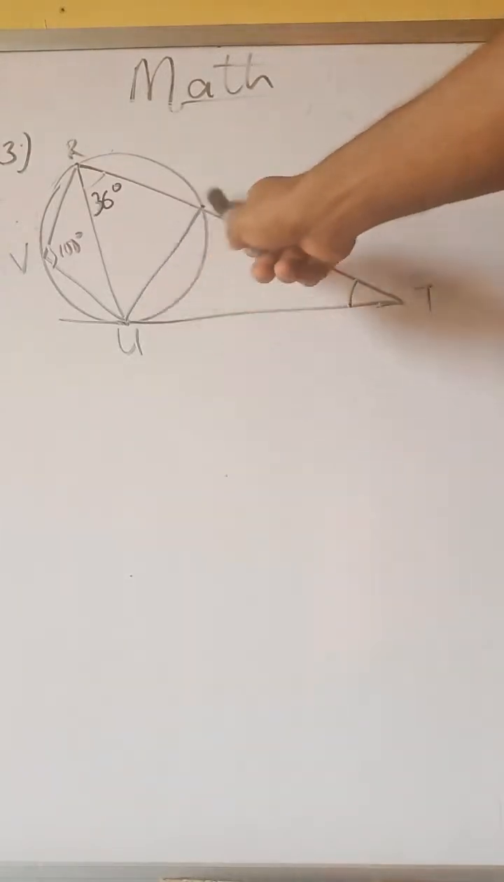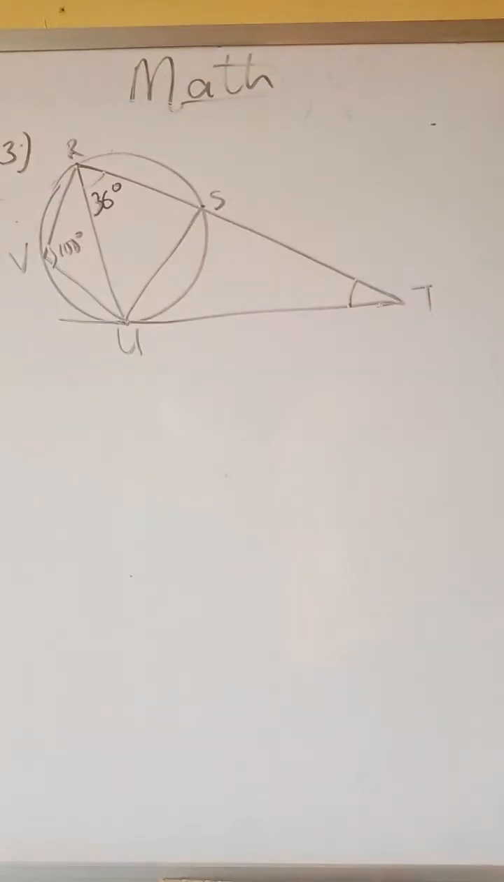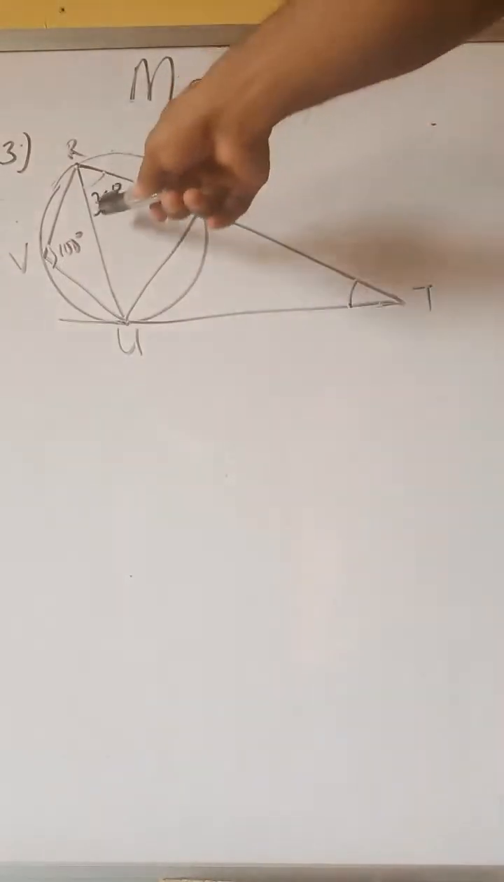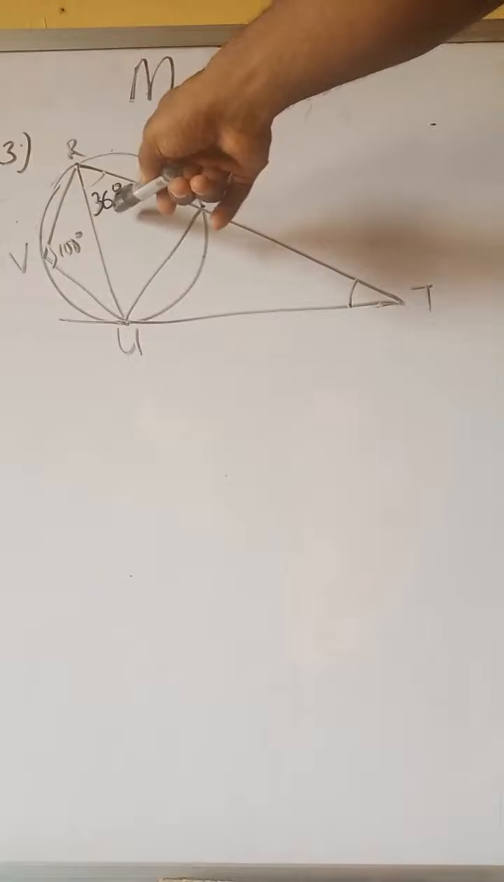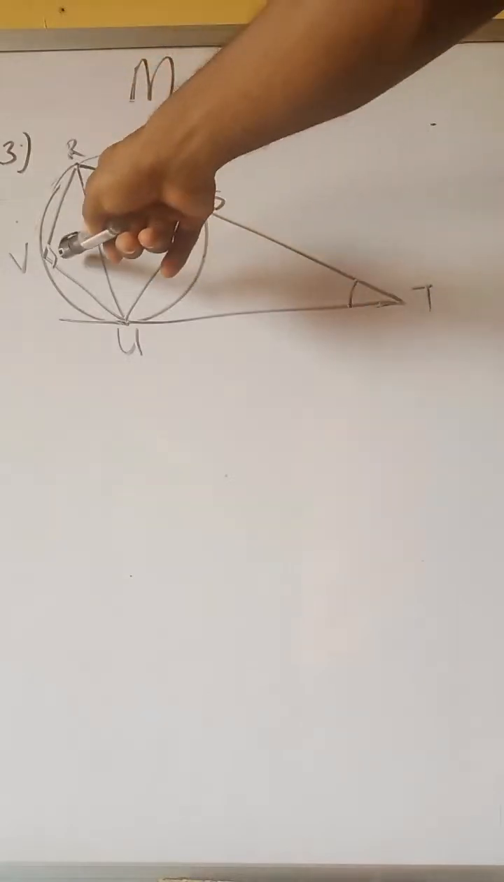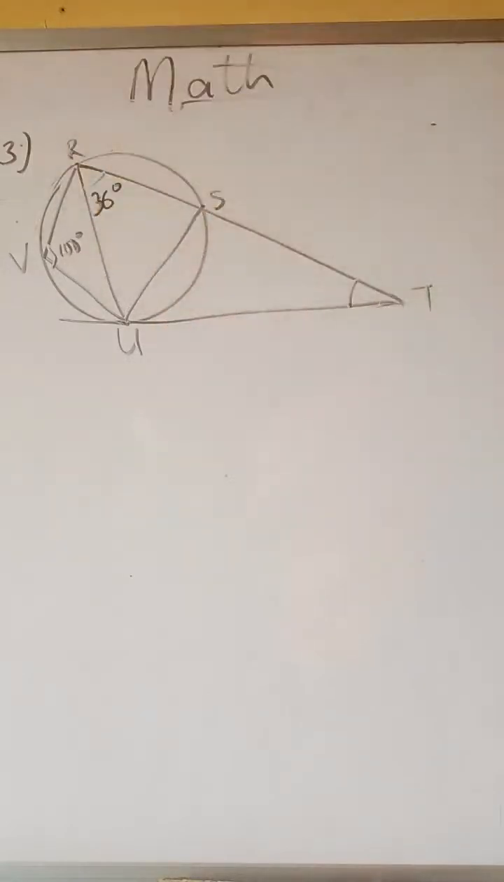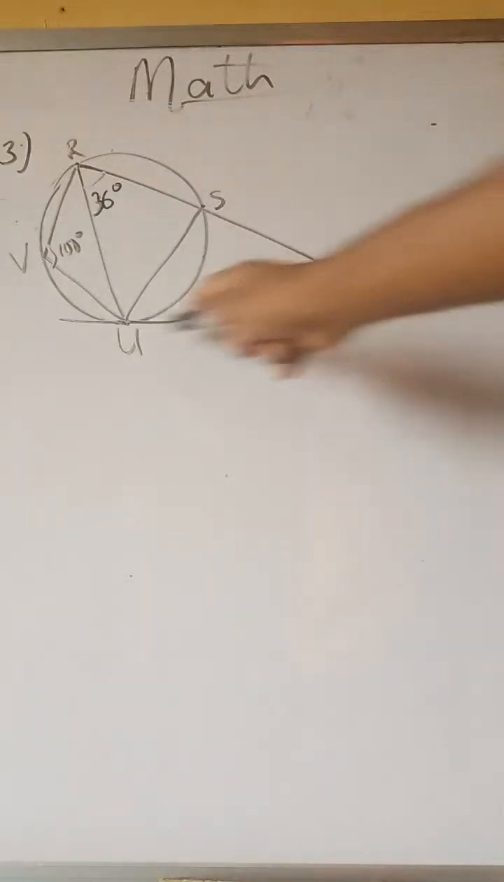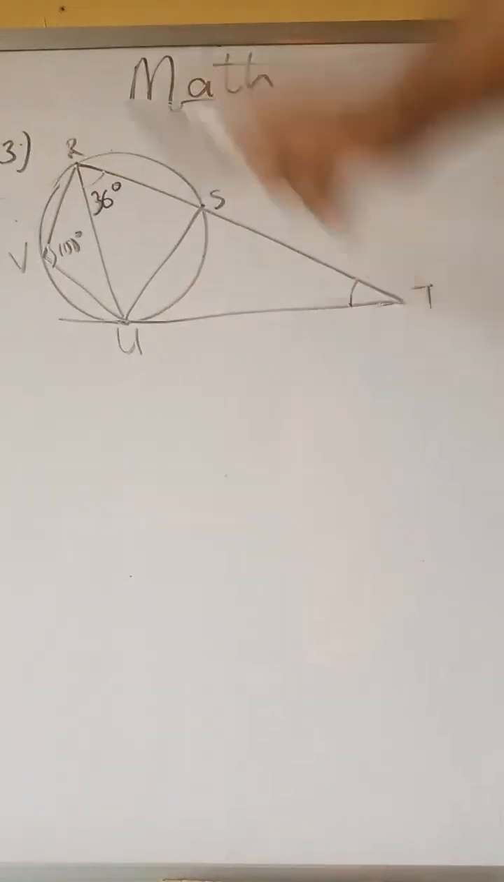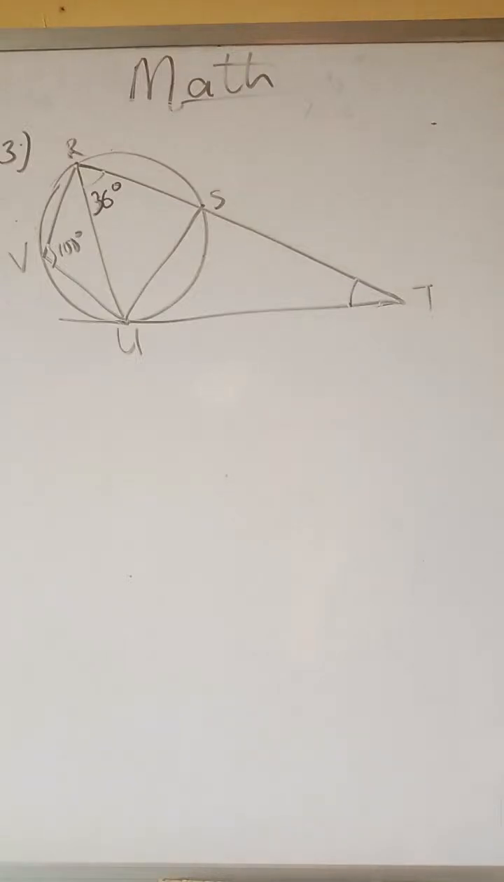You have SU. You have 36 degrees as the angle at point R, and you have 100 degrees as the angle at point V in the circle. So we're looking to calculate the angle STU. That's this angle over here. And so what you want to do is observe and recall the theorems.